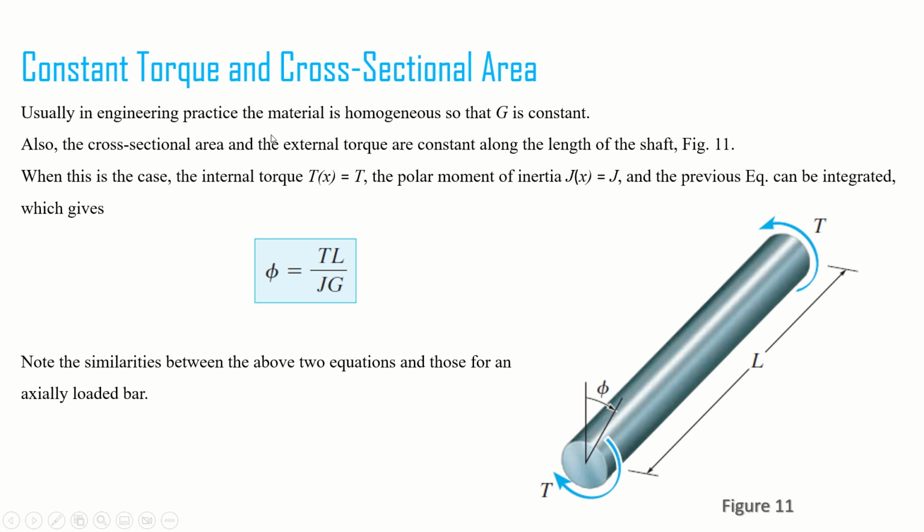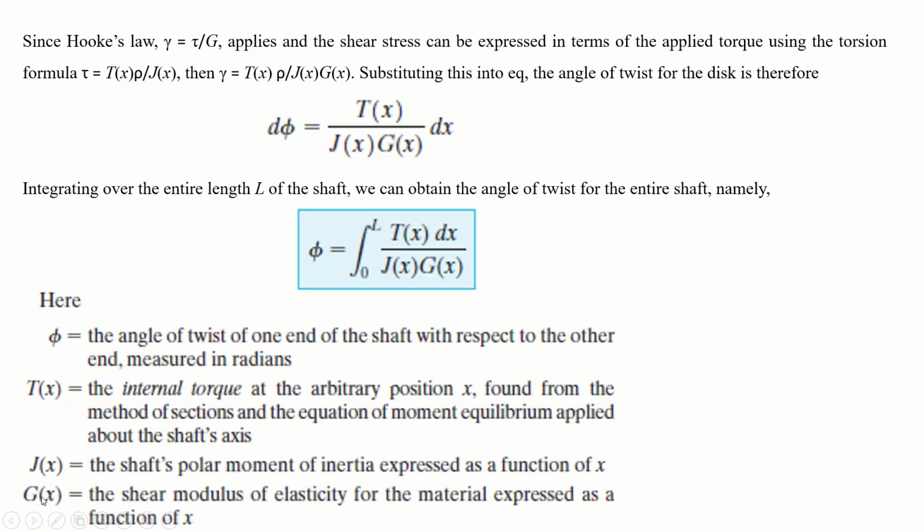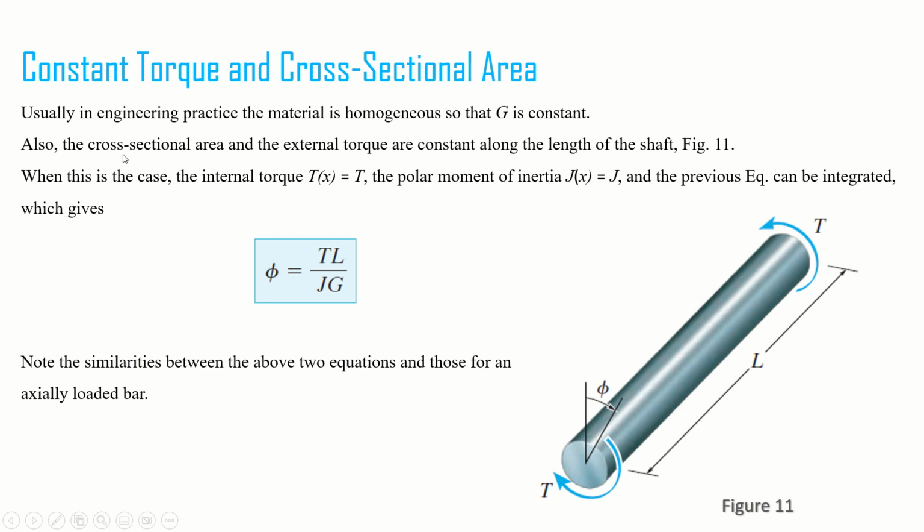So usually in engineering practice, the material is homogeneous. We have taken the material, for example steel, so G will be constant, right? So instead of G of x, we will use G. Similarly, as the cross-sectional area is constant and the external torque is constant, T of x will be equal to T, and J of x will be equal to J. So the equation becomes phi is equal to TL divided by JG. Why is L here? Because we are integrating over the entire length, so dx will change into L.